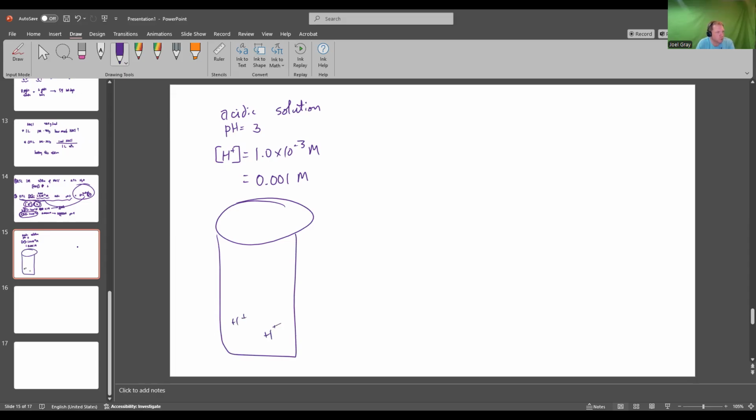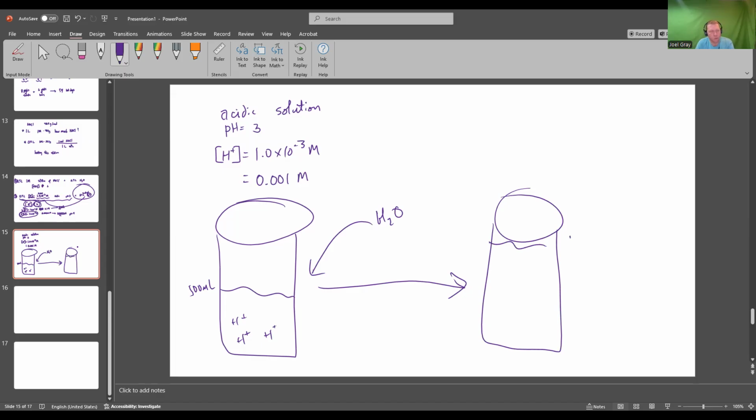H plus, H plus. I'm just going to draw 3 hydrogen ions. Here's our solution. It's 500 milliliters. Then we get water, pure water. We add it to there, and then we get a new solution that looks a little bit like this. Our new volume of our solution is 1,000 milliliters. We have 1, 2, and 3 hydrogen ions, but think about this as 3 H plus per 500 milliliters. This is 3 H plus per 1,000 milliliters. The total volume of our solution went up, but the number of hydrogen ions stayed the exact same.